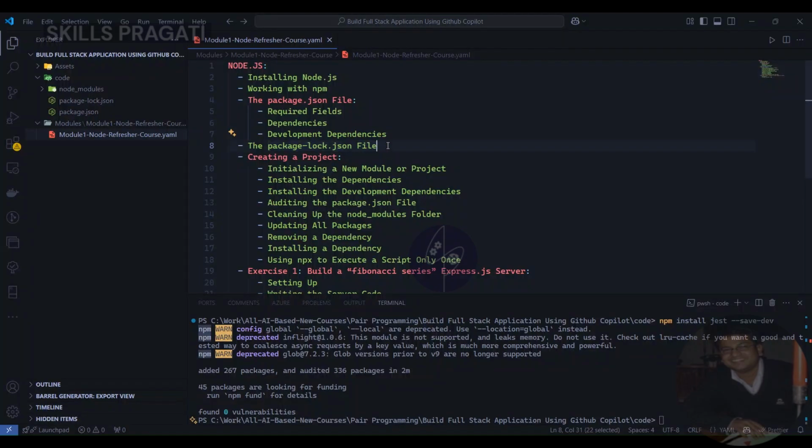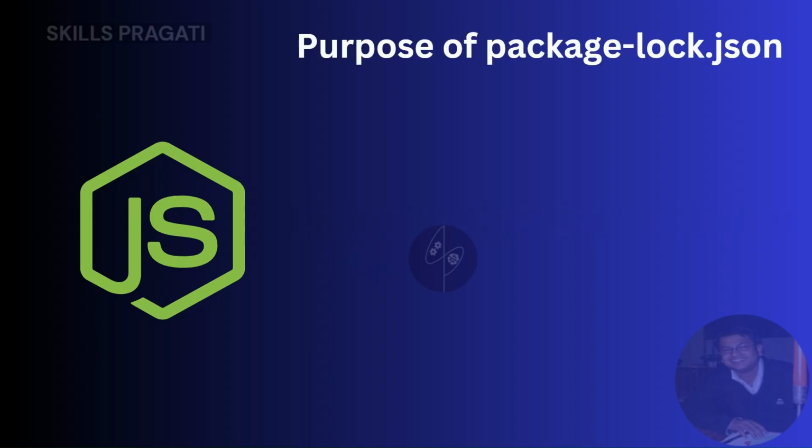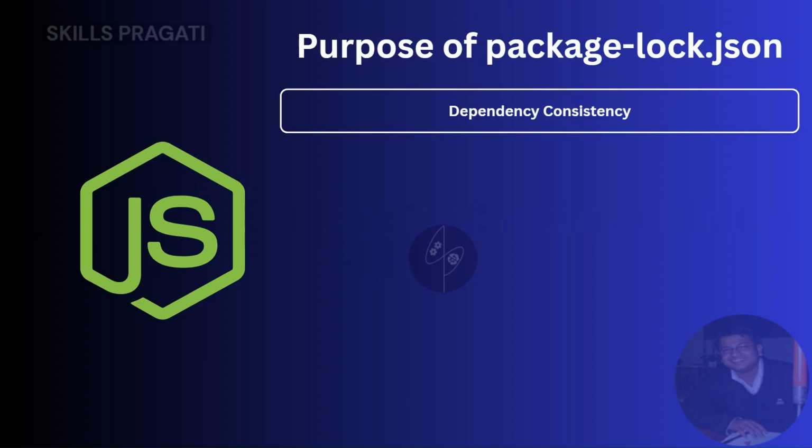Now let's discuss the package-lock.json file. Understanding the package-lock.json file in Node.js. The package-lock.json file is an automatically generated file created by npm to lock down the dependencies of your project. It ensures consistent installations across environments and prevents unexpected issues caused by changes in dependencies. Purpose of package-lock.json: dependency consistency. It locks the exact versions of all dependencies and subdependencies installed in your project.